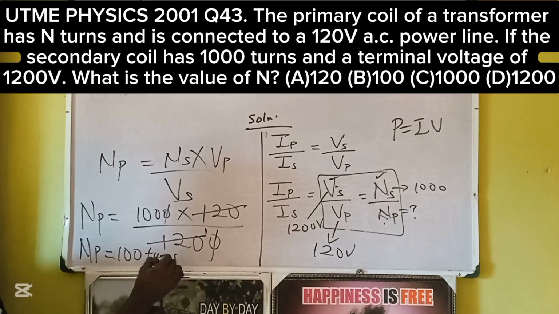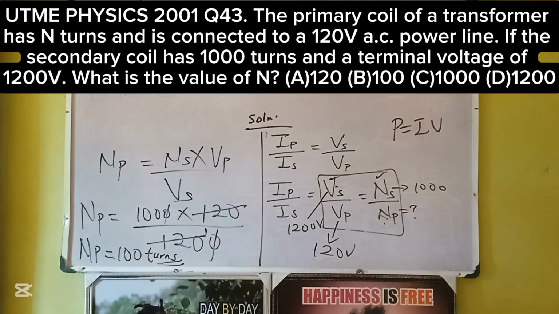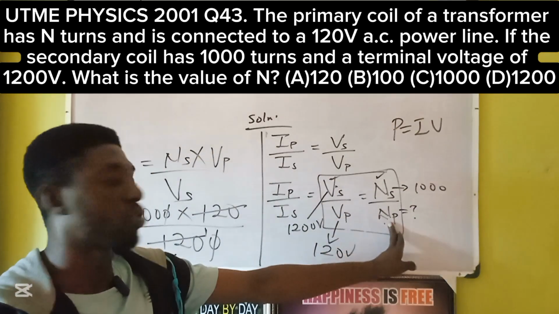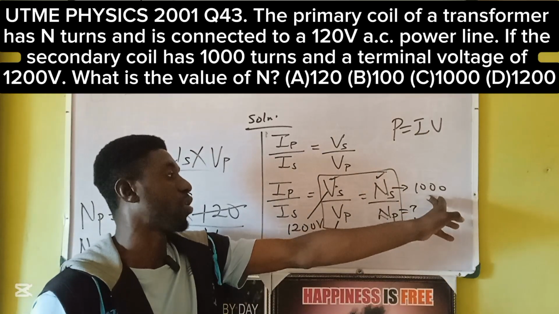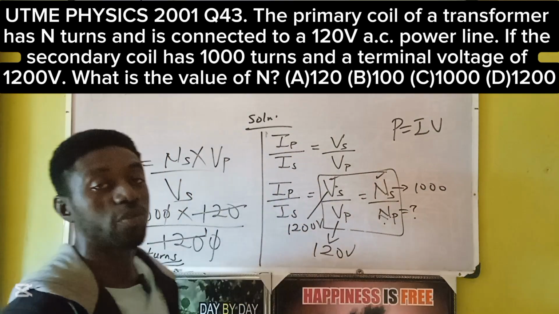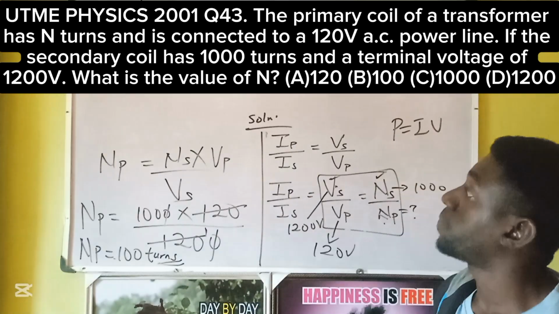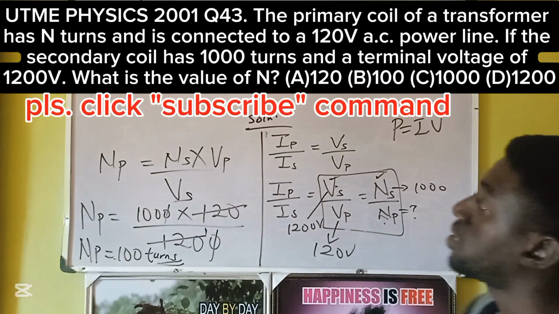turns. 100 turns. Just like we said, we're expecting a lower number of turns of wire here because we have lower voltage. We already have a higher number of turns of coil there because we have a greater voltage here. Then going back to our question, we can see the best option there is option B.